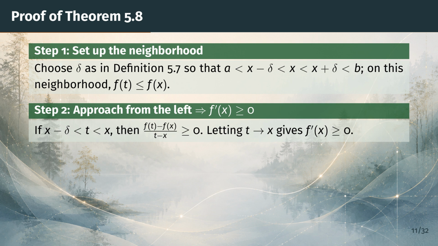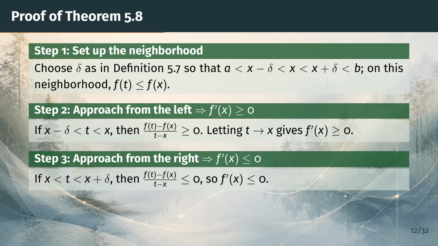Now we play the same game from the right. Step 3 mirrors Step 2. Take t slightly to the right of x. The numerator is still at most 0, but now the denominator is positive, so the quotient is at most 0. Letting t tend to x from the right gives that the derivative is at most 0.